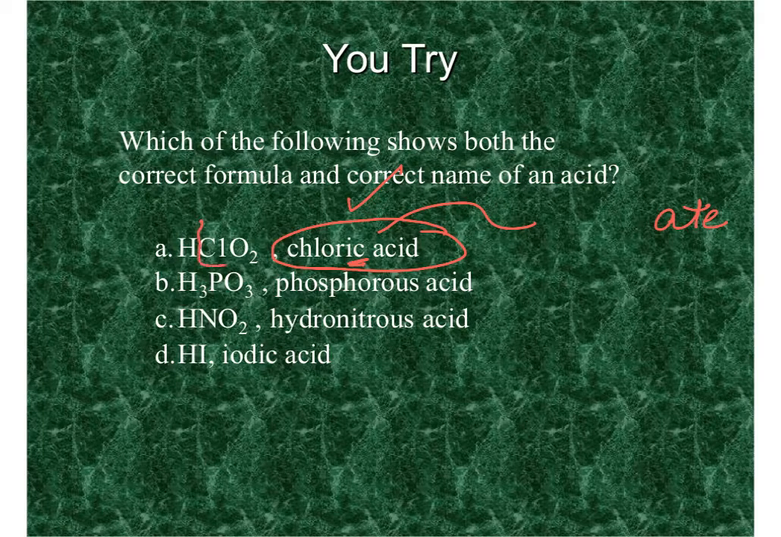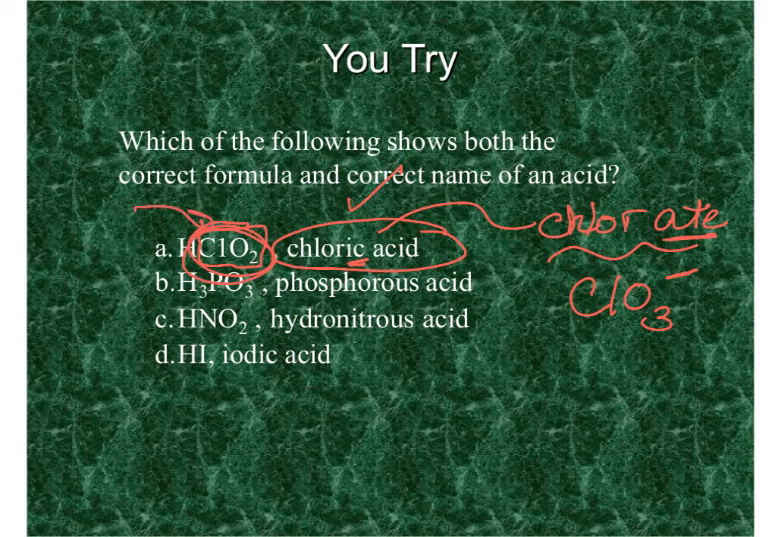So here's the polyatomic ion, ClO2. And so if you hadn't memorized it, you would have to look back at your polyatomic list. Ate, so chlorate would be the polyatomic, and chlorate has a formula of ClO3. The formula over here says ClO2, so there's a mistake there. Okay, now read the instructions that said which of the following shows the correct formula with the correct name. So it's not A, we found a mistake.